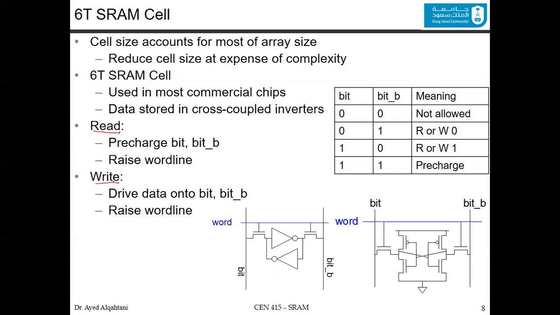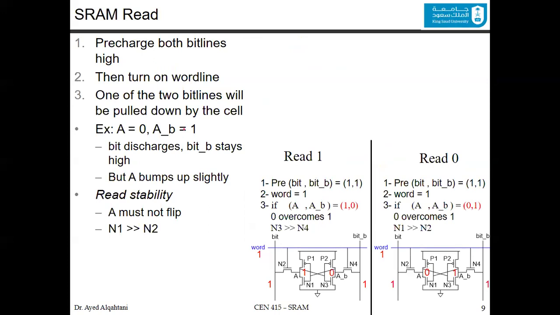So what happens in the read first? In the SRAM read, we do these 3 operations. First, we pre-charge both bit lines, which means bit and bit bar. And then we turn on the word line, this word line. And then the effect of this is that one of the two bit lines will be pulled down by the cell. To understand this better, look at these two scenarios: if we want to read a 0, and if we want to read a 1.